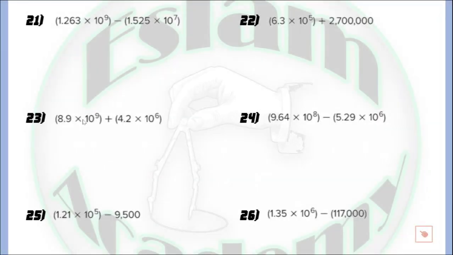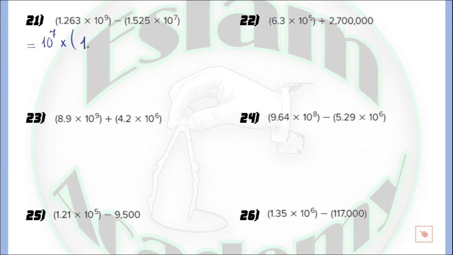For adding and subtracting, you will find that it is a little bit different. At the first, we have 1.263 multiplied by 10 to the power 9 minus 1.525 multiplied by 10 to the power 7. We need to make sure that we have two numbers written in the scientific form. At the first, we will take the smallest power of 10 as the common factor. We have 10 to the power 9 and 10 to the power 7. The smallest one now will be 10 to the power 7, so I'll just take it as the common factor. Then open the bracket.